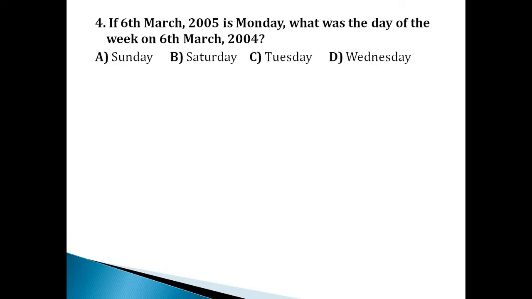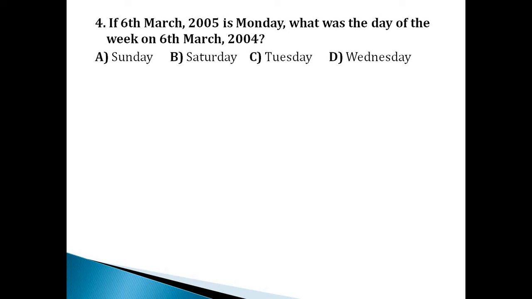Okay. Now let's move to the 4th question. If 6th March 2005 is Monday, what was the day of the week on 6th March 2004? Okay, one thing you need to understand, they have given that 6th March 2005 is a Monday. So Monday is day 1. And they are asking about the previous year. So whatever number of odd days you get, you have to subtract it because it is the previous year. Okay, so now let's find the odd days.